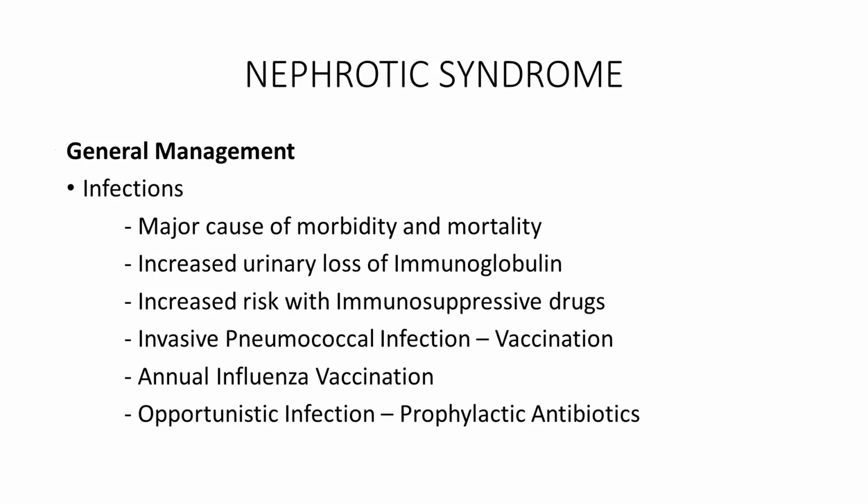Infections are a major cause of morbidity and mortality because of loss of immunoglobulin in the urine. Immunosuppressive drugs can also lead to more infection. You have to give them pneumococcal vaccine and annual influenza vaccine so that they are protected. And for opportunistic infection, you have to use prophylactic antibiotics if needed.